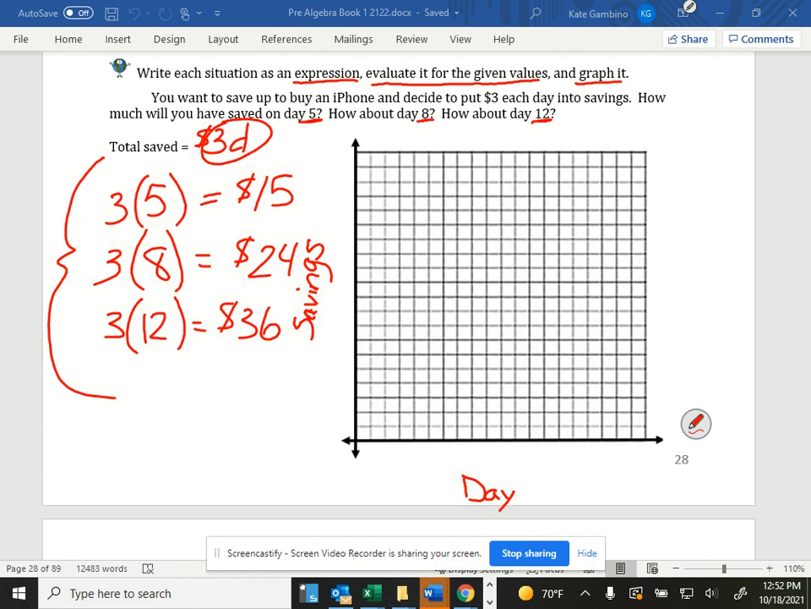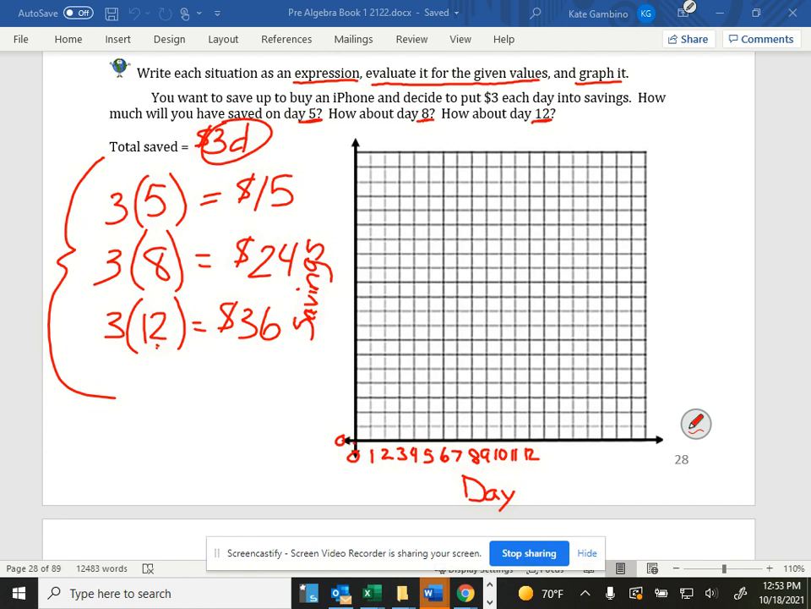So what do you think we should put at the XY, we're at the center there? Paul? 0. Then for days, we have day 1, day 2, day 3, 4, 5, 6, 7, 8, 9, 10, 11, 12. We only went up to day 12, so I don't need to label it past there.